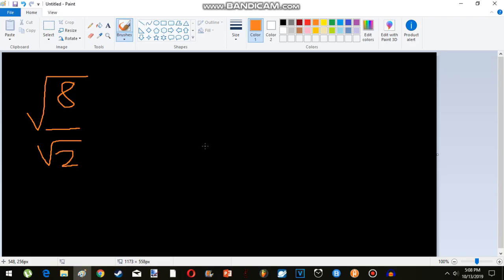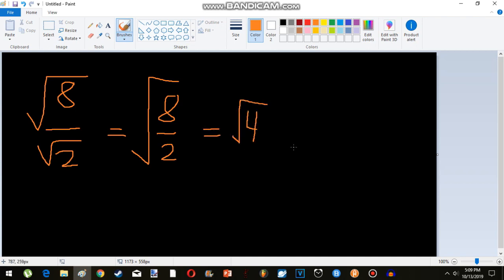See, square root of 8 over square root of 2 is the same, yes, the same as square root of 8 over 2. Who woulda knew? So now, it looks easier. And it is actually. So what's 8 over 2? That's 4. Don't forget the square root.